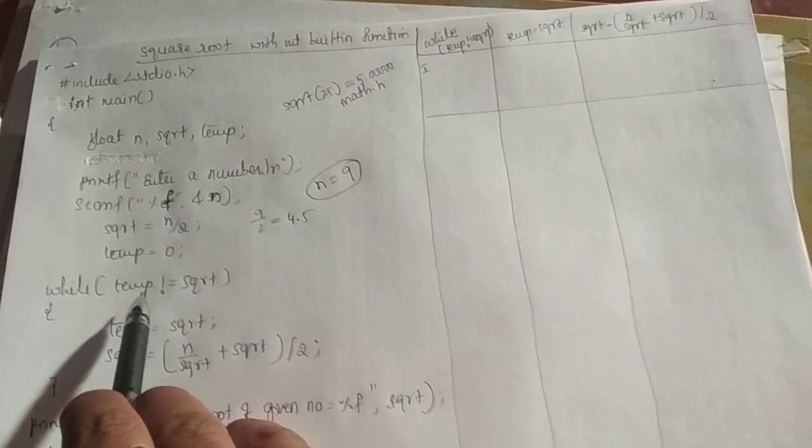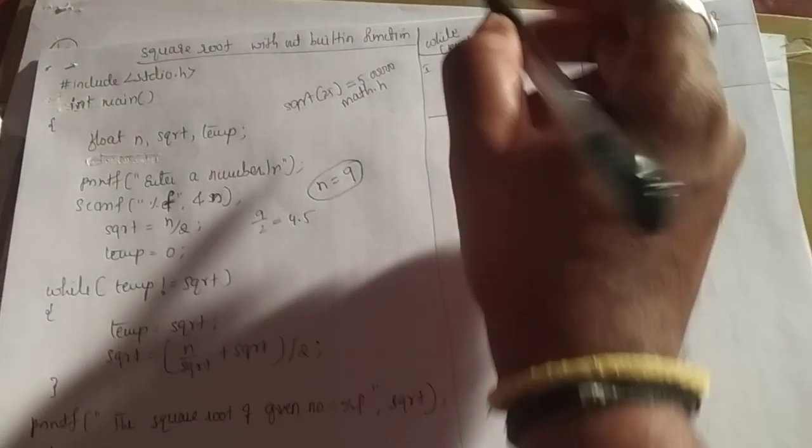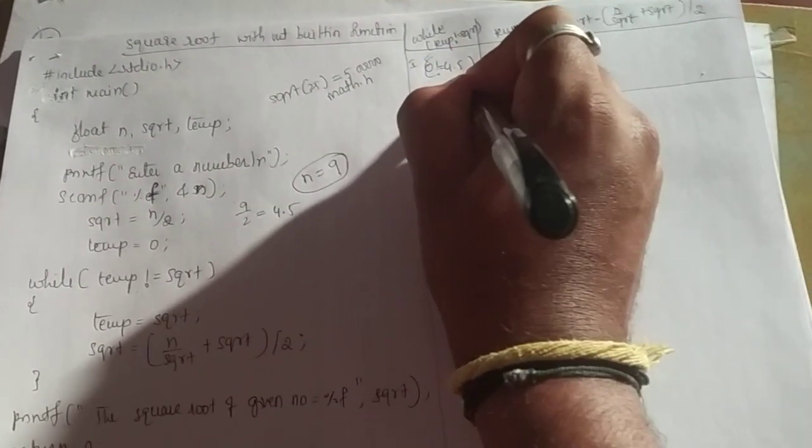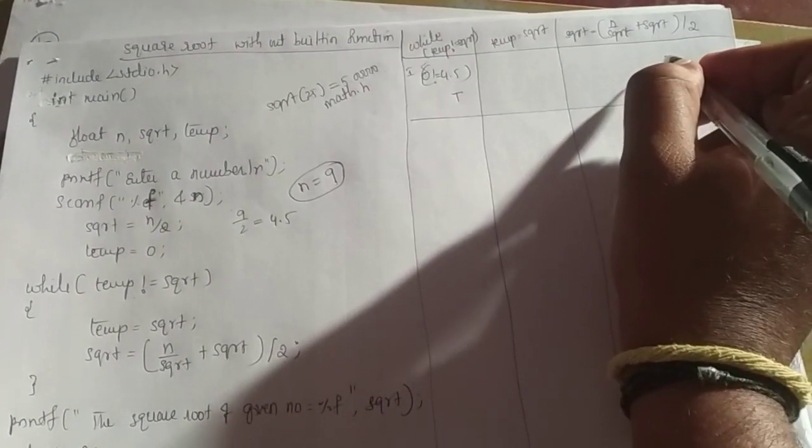4.5. Substitute here. Whether 0 is not equal to 4.5. Is the condition true or false? True. When this condition is true, these two statements will be executed.